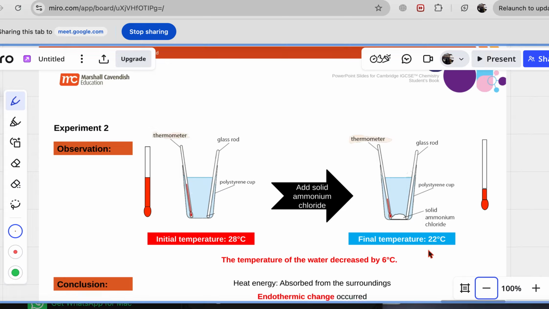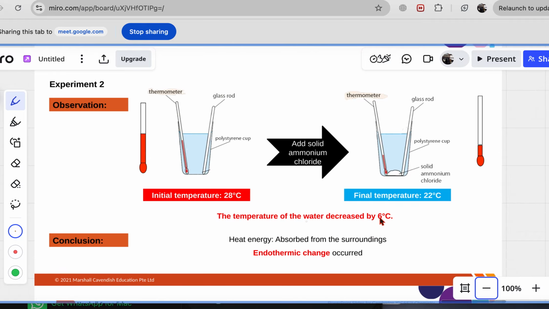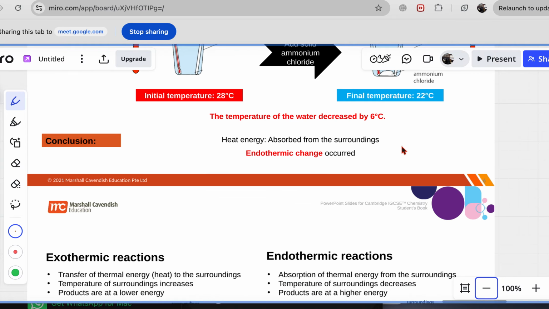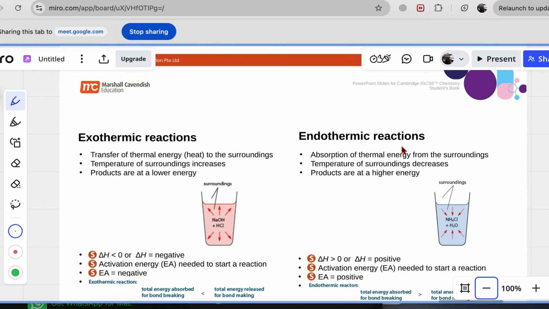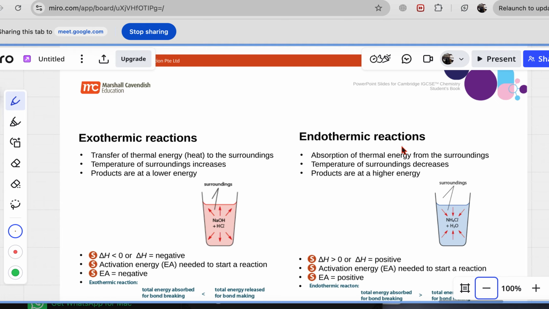So you find the difference in temperature. It means the temperature has decreased by 6. When the temperature of the final mixture is reduced, it means the reaction is an endothermic reaction. So this is an experiment that tells us about endothermic reactions. Expect something like this in paper 6, where you have to write an experiment to explain that concept.